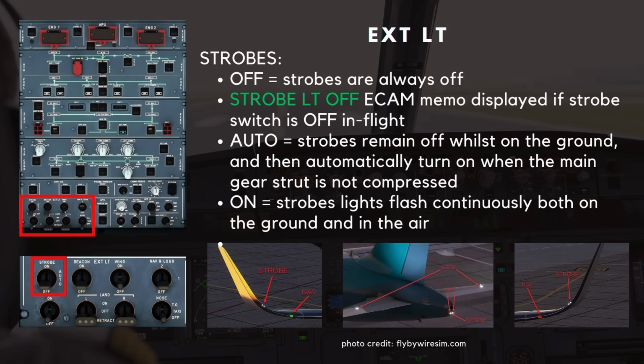When the switch is in the auto position, the strobes remain off whilst on the ground and then automatically turn on when the main gear strut is not compressed, i.e. when in flight. When the switch is set to on, the strobe lights flash continuously both on the ground and in the air. On newer aircraft, a blue LED light below each strobe light flashes if the strobe light is coming to the end of its life and requires replacing.